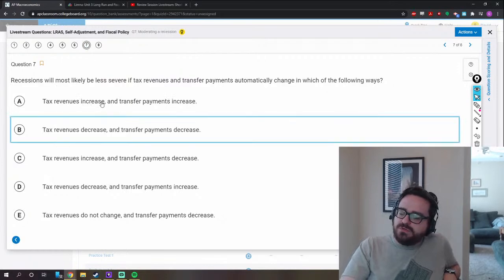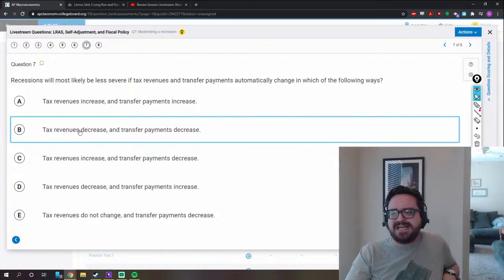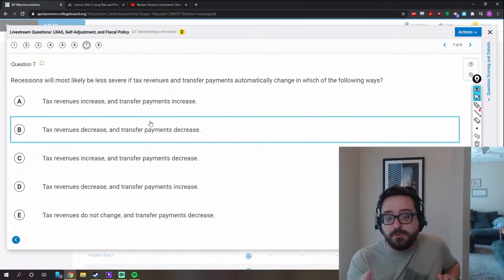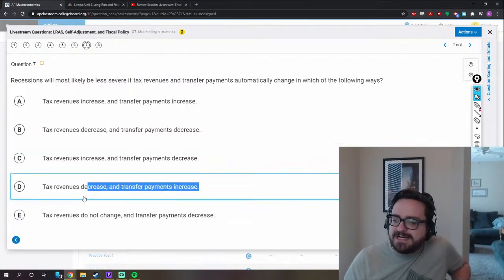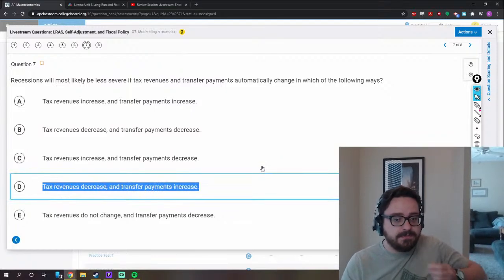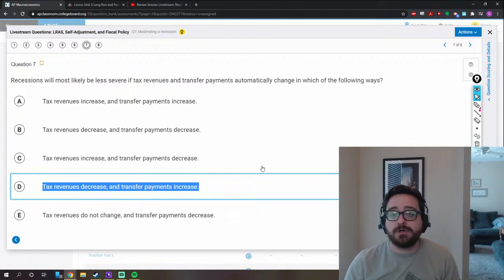Tax revenue, well, if I'm the people, I would like the government to be making less in taxes for me to spend more. So I would need tax revenue to go down. And if I want to be spending more, I would need transfer payments to go up, because that'd be, again, more welfare, more unemployment benefits that gets us to spend more. So I would need lower taxes and higher transfer payments. These technically both happen automatically whenever a recession occurs.